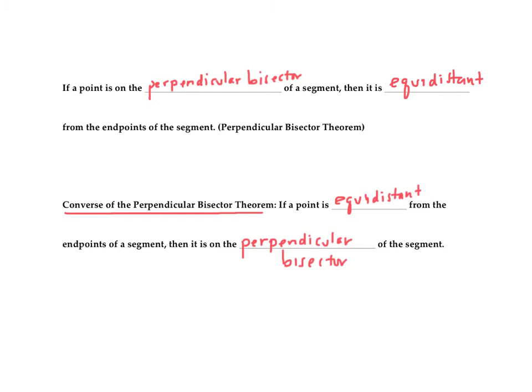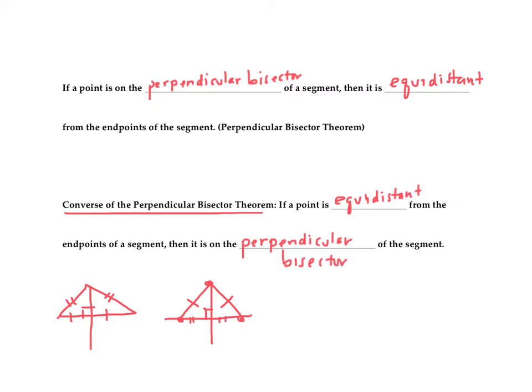So, using these two theorems, if we know in the first place that this segment is perpendicular to this given segment and it bisects it, then we would know that this distance is equal to this distance. And by the converse of the perpendicular bisector theorem, if we know that this point is equidistant from each of these two points, here and here, then we would know that this line segment is perpendicular to the other line segment, and then it bisects that line segment.